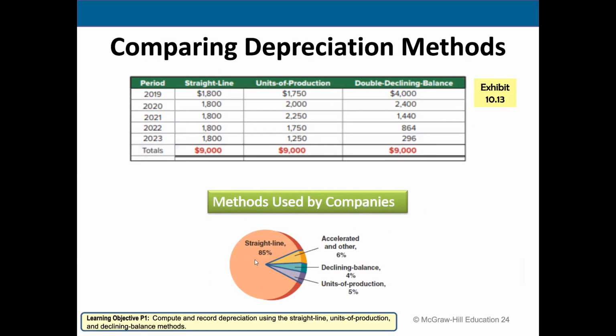Here's what I was mentioning a minute ago. Straight line depreciation is used by about 85% of people who do this. Units of production by about 5%. This method's about 4%. So really, in real life, we could probably teach you straight line, and that would do you for most things, unless you were going to become a fixed asset accountant, and then you would learn more. But we just want to introduce you to these 3.